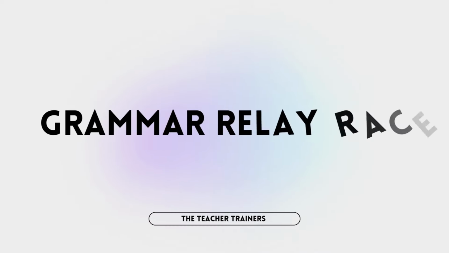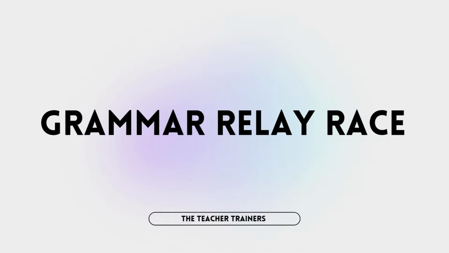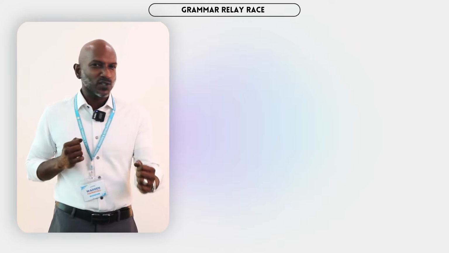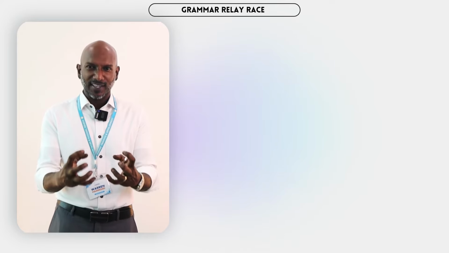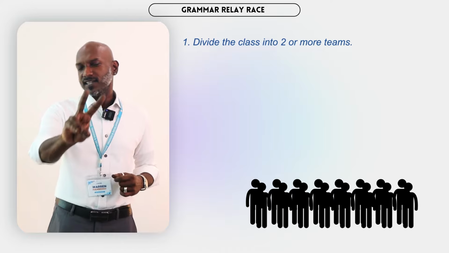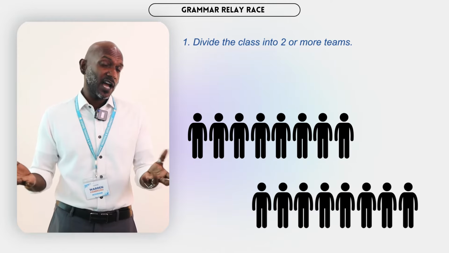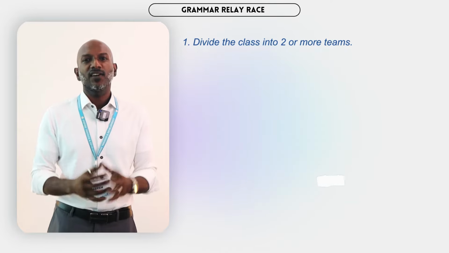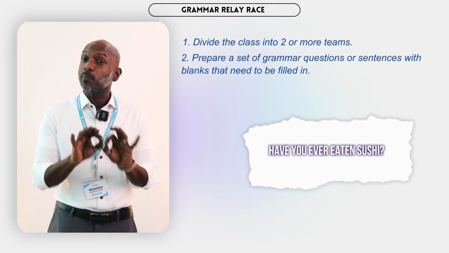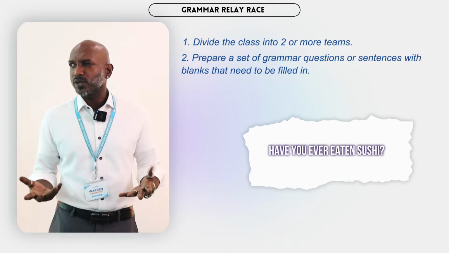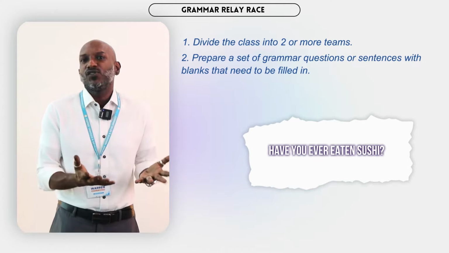Here's the first one: Grammar Relay Race. This game is perfect for getting students moving out of their seats and working together. Here's how it works. 1. Divide the class into 2 or more teams, depending on how many students you have. 2. Prepare a set of grammar questions or sentences with blanks that need to be filled in. An example question could be, have you ever eaten sushi, for example?